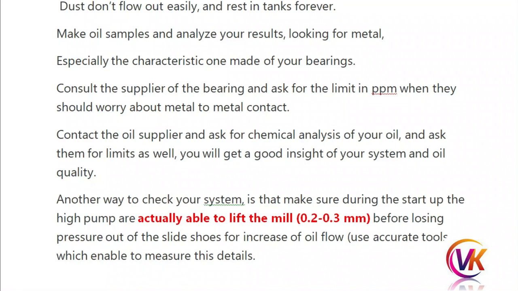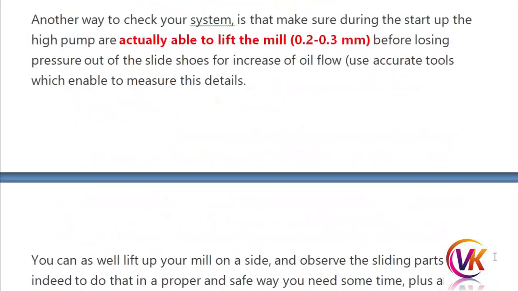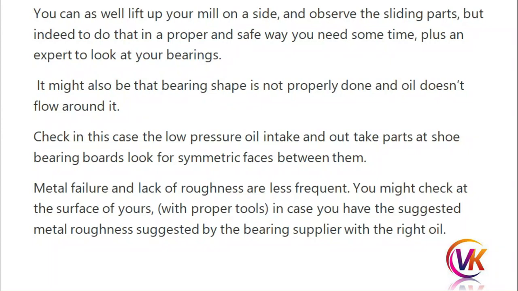Another way to check your system is to make sure that during the startup the high pressure pump is actually able to lift the mill 0.2 to 0.3 mm before losing pressure out of the slide shoe through increased oil flow. You can also lift your mill on a side and observe the sliding parts, but to do that in a proper and safe way you need some time plus an expert to look at your bearings.